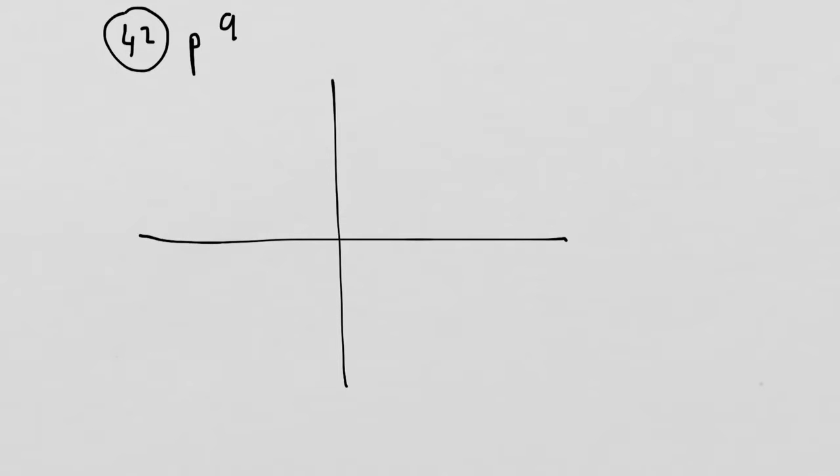All right, so in this problem number 42, page 9, what do you have? You have a Cartesian coordinate system. The y-axis is here, the x-axis is here. We have 1, 2, 3, 4, 5 marked on each of the four directions.